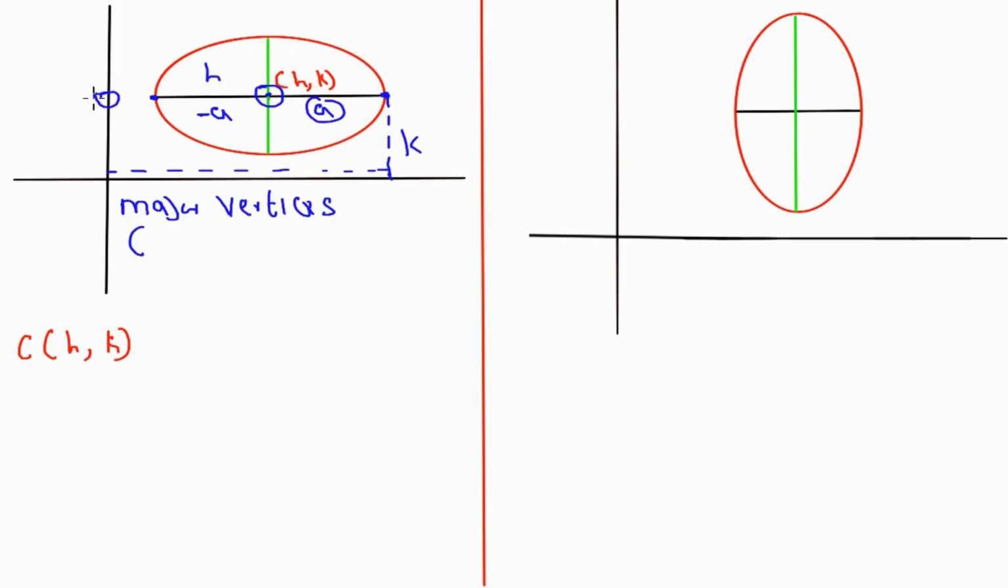From here, which is from the center of the plane itself to the center of the ellipse, that one is h. Now, from the center of the ellipse to the end point of the ellipse, that one is a. Thus, the coordinate of the major vertices for the right hand side will be h plus a comma k. Am I communicating? Simple as that.